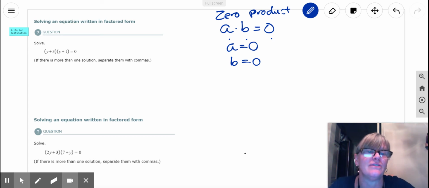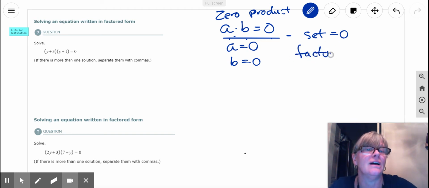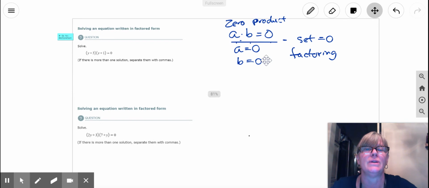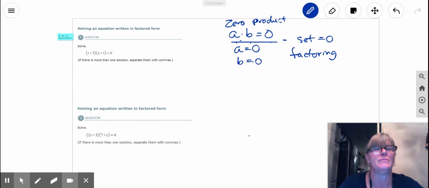We are going to put stuff in this form, this multiplication kind of thing, so that we can use the zero product rule. So one of the things you're going to see us do a lot is set it equal to 0. See, because it's equal to 0 here. And you are going to see factoring a lot, so we can use the zero product rule. And you'll see what I mean in just a minute.